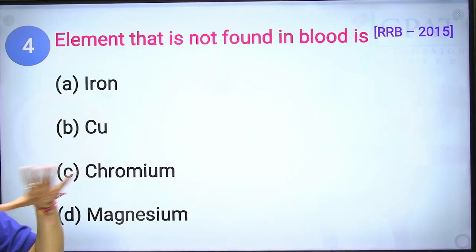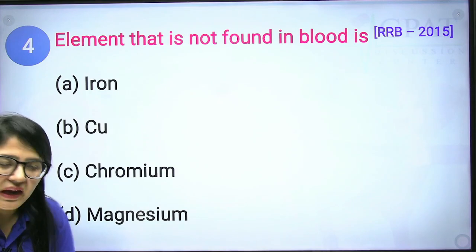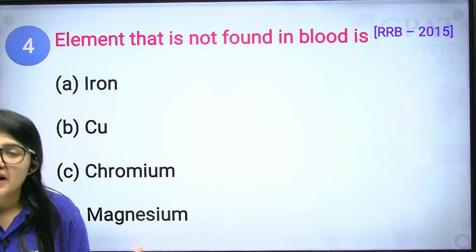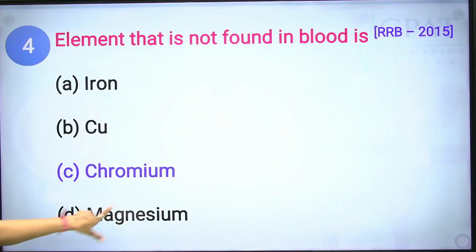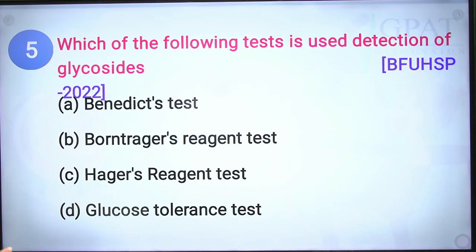Next we have chromium. Obviously chromium is not a natural constituent of your blood. Next we have magnesium. So magnesium is present in plasma and it helps in enzyme action and muscle functions. Clear? So the correct answer will be chromium because this is not present in our blood. Now the next question. Which of the following tests is used for detection of glycosides?